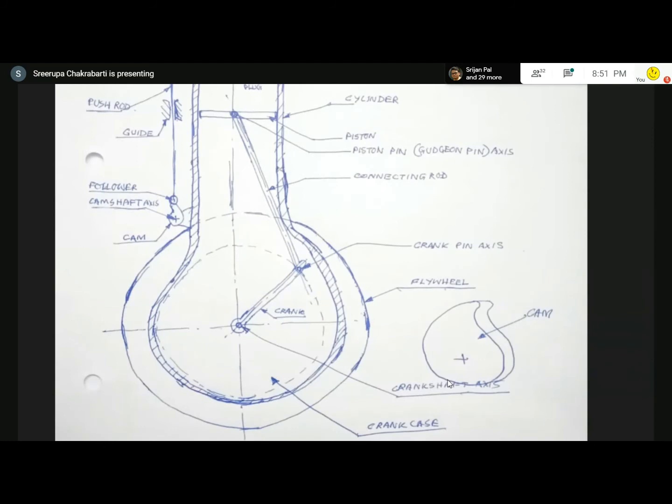Now, the profile of the cam is the same for a particular valve. But for different valves, the profile will not be the same. Why? What is the reason? Because the valve.